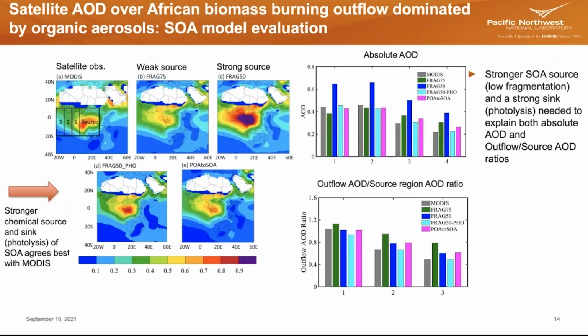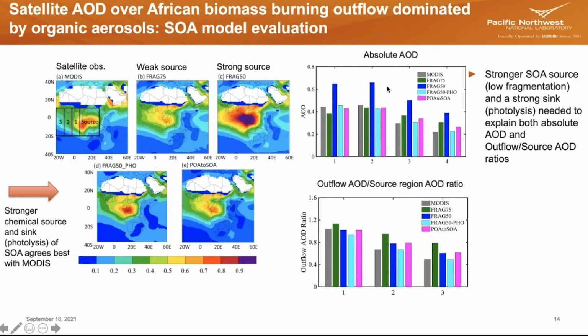especially, for example, when we look at biomass burning regions of Africa, where it is dominated by organic aerosols, and we look at the source evolution from satellites. So if we have a weak chemical source of SOA, we cannot explain the strong formation near the source region. If we have a strong source of SOA, we get too much SOA everywhere. So we found that including both a strong chemical source and sink of SOA was needed to explain MODIS observations.